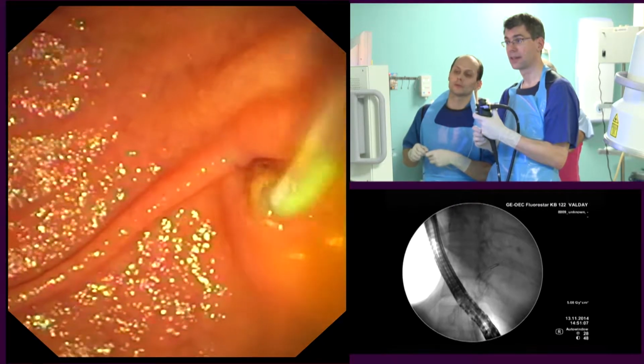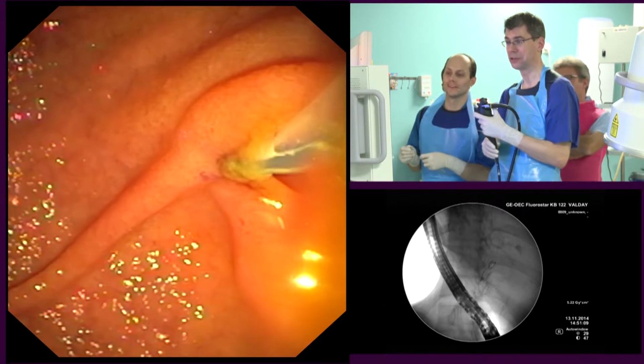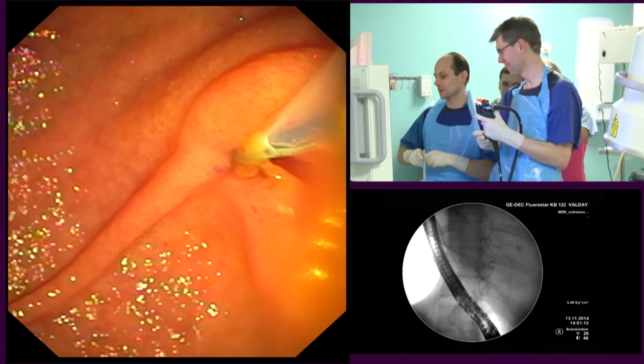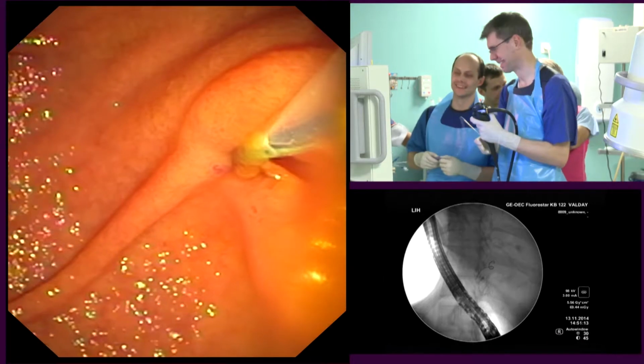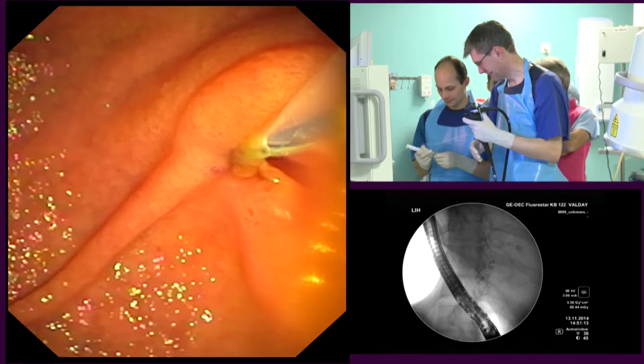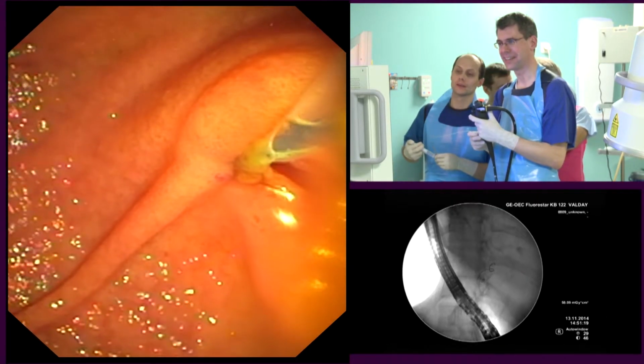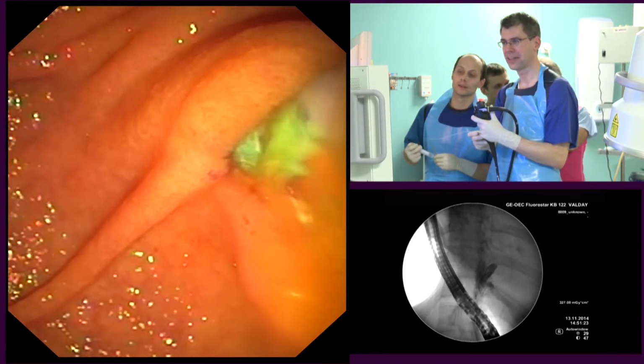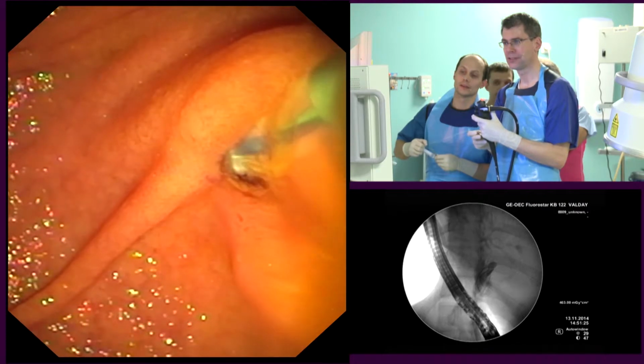What do you think about contrast? Yeah, maybe we should. Sometimes we go to extremes and inject some contrast, sometimes we have to see what we do. Good. Okay, so let's see. Yeah, look. We're in the cystic duct. That's the problem. So withdraw, please.